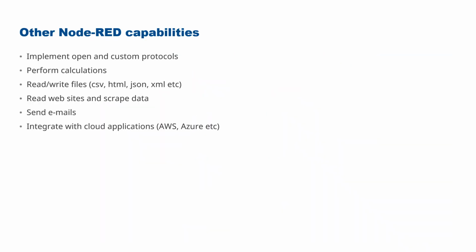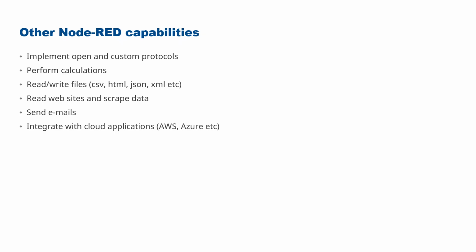Now, Node-RED can be extended. It is possible to write your own nodes and flows. It's also possible to download other people's packages, and there are lots of things you can do. Node-RED could be used to implement open as well as custom protocols. They may or may not already exist. Certainly we've seen OPC UA and Modbus TCP are included.